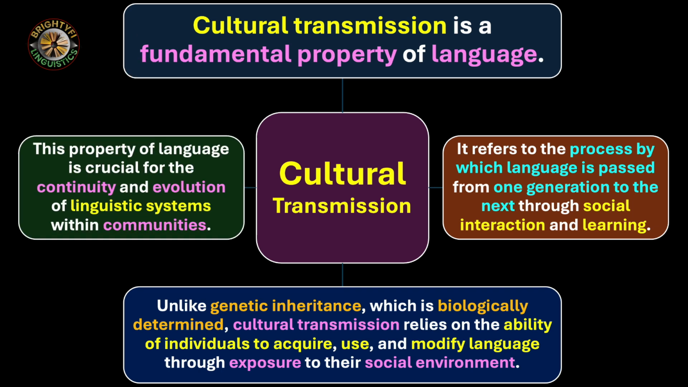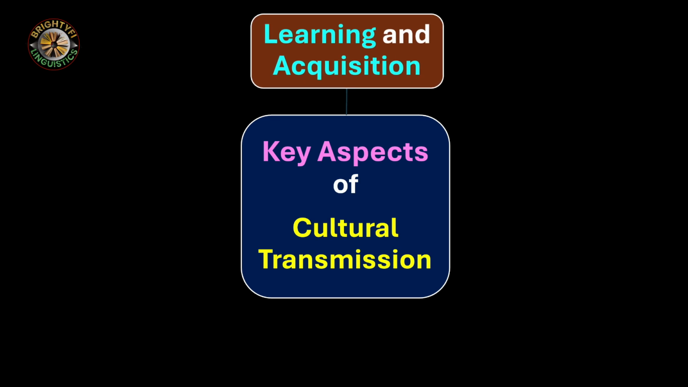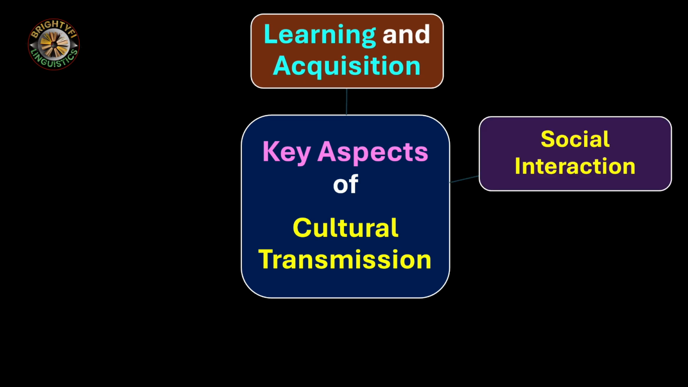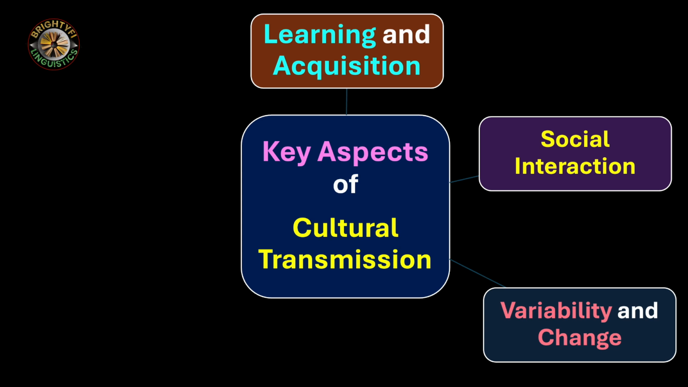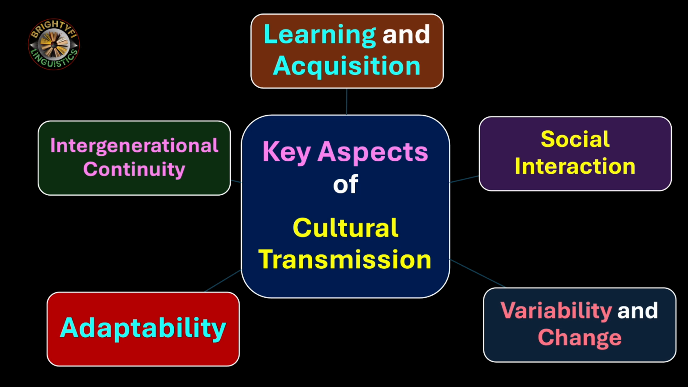We have another point. This property of language is crucial, is significant for the continuity and evolution of linguistic systems within communities. We move on to the next, that is to say, key aspects of cultural transmission. And what are they? The first one is learning and acquisition. Second one is social interaction. Third one is variability and change. Fourth one is adaptability. And fifth one is intergenerational continuity. Now let's discuss each one of them in detail a bit.